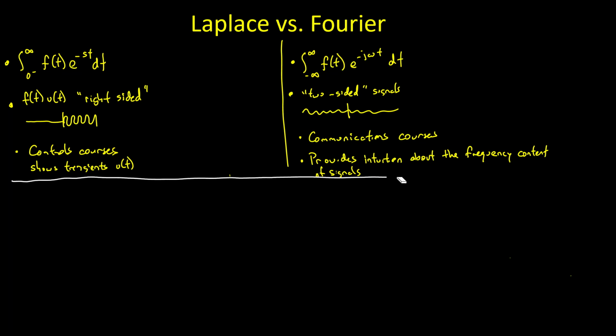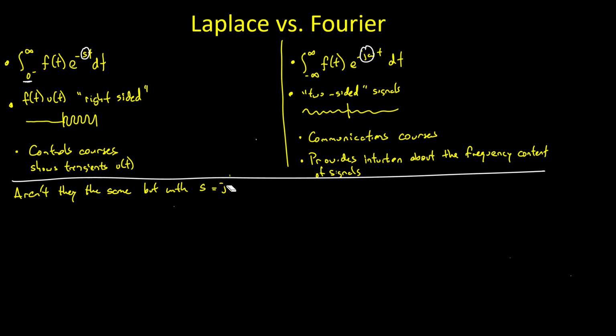Okay, so in some ways they seem very similar, in some ways they seem very different, but if you take a look at the integral definition, if you replace that s with a j omega, then with the exception of this lower boundary, it looks the same. So, aren't they the same? With s equaling j omega, s in the Laplace domain going to j omega in the Fourier domain. And the answer is it varies.